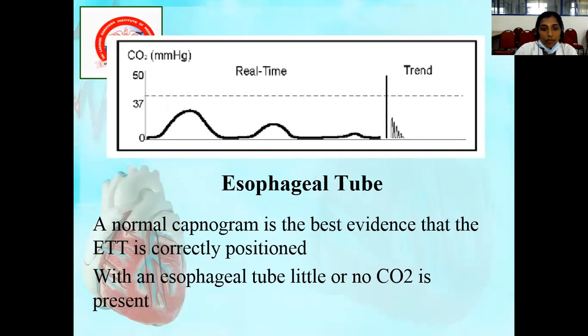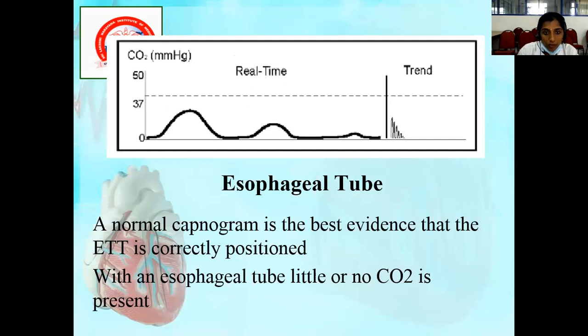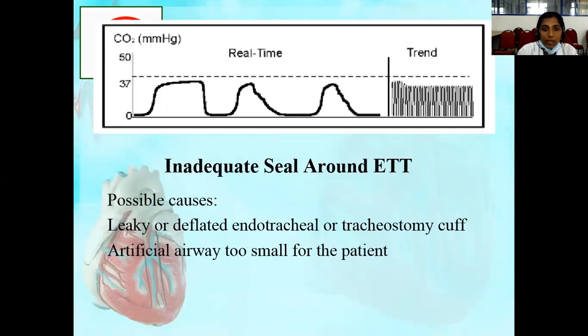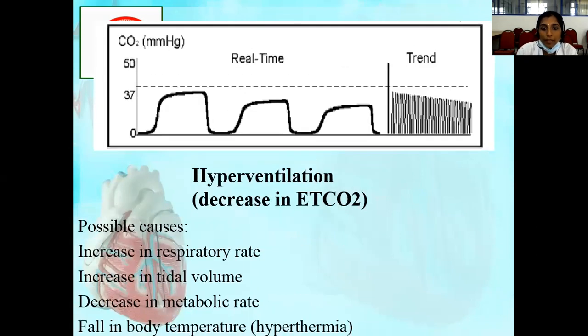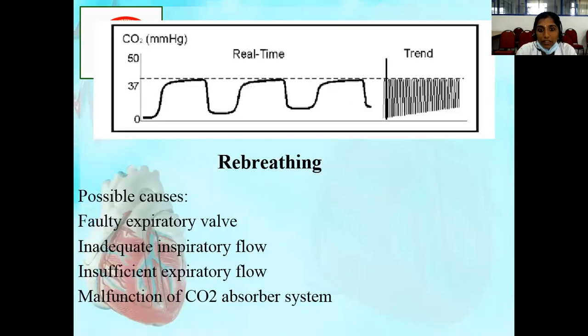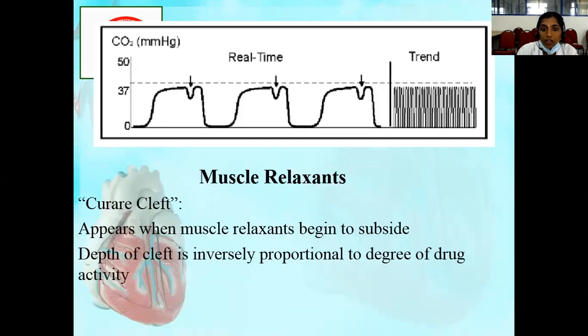This is the picture if you accidentally do an esophageal intubation, this is how the EtCO2 will be. This is a normal EtCO2, and this is the EtCO2 of an esophageal intubation. Similarly, if the seal around the tube is not adequate, we'll get this kind of graph. In hypoventilation, the EtCO2 will keep rising. In hyperventilation, it will keep on decreasing. So these are the things. In obstruction, you'll have a sloping upstroke.